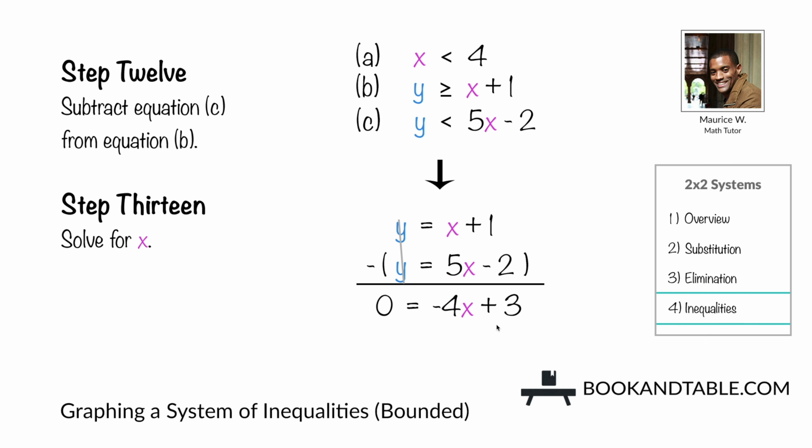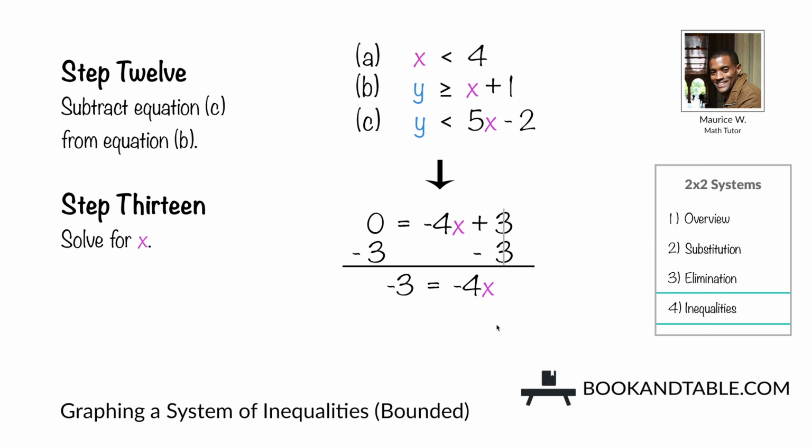So we'll subtract 3 from both sides, giving us negative 3 is equal to negative 4x. And now to negate the coefficient negative 4, we divide both sides by negative 4, giving us x is equal to 3/4 or 0.75.